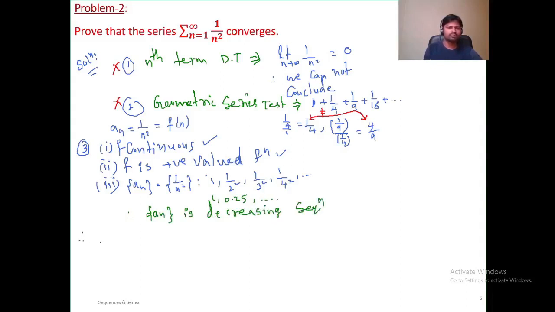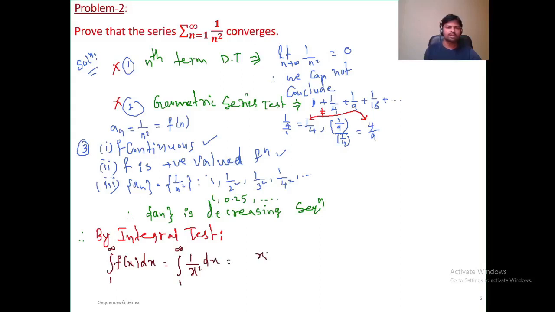So by integral test, what I want is the integral value, right? The integral is running from 1 to infinity. Therefore integration 1 to infinity of f of x dx, or f of n dn, whatever. What is f of x? Here 1 by x square, because f of n is 1 by n square. F of x is 1 by x square. Instead of n you write x dx.